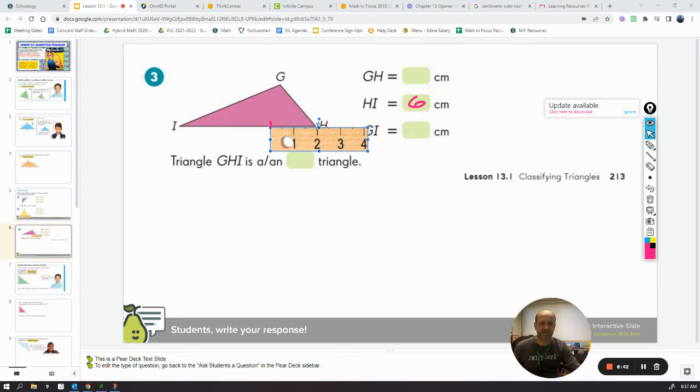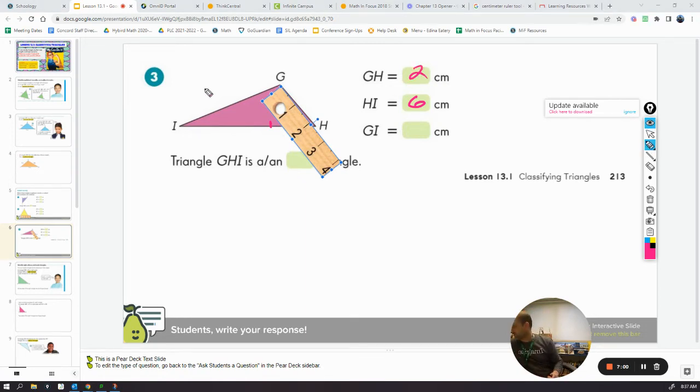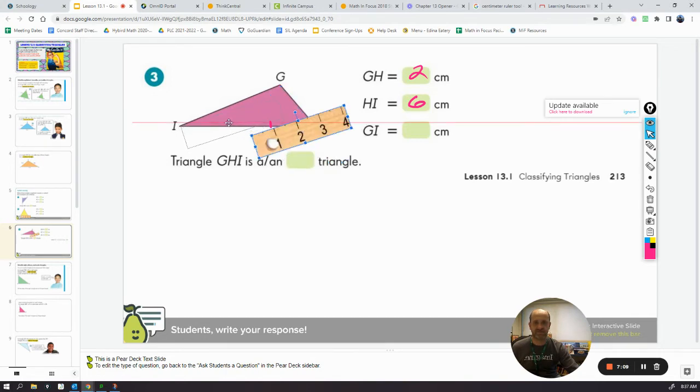Okay, got 6 for HI. This one's a little easier to see. GH, I'm going to come in. My book says 2, so we'll say 2. And just for the sake of it, when I do GI, I think it's going to give me 4. So if I have 2, 6, and 4, 3 different sides, what kind of triangle do I have? My ruler is out of whack for this one. That's because when I copy and paste, if I don't have anything scaled correctly, then it's wonky. Here's my 4. That's better.